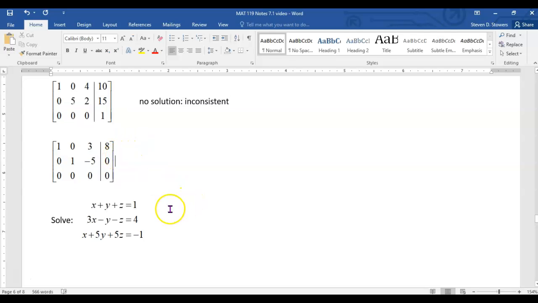And now this next example here, this is in reduced row echelon form. There's no further I can go with the matrix.